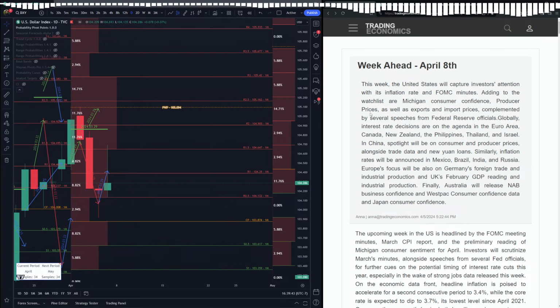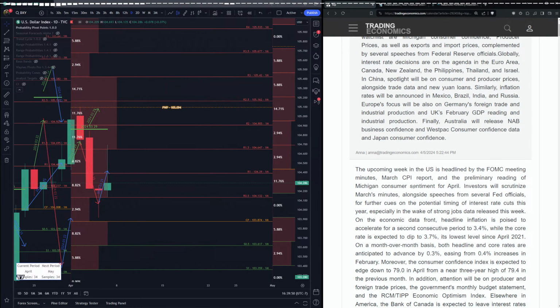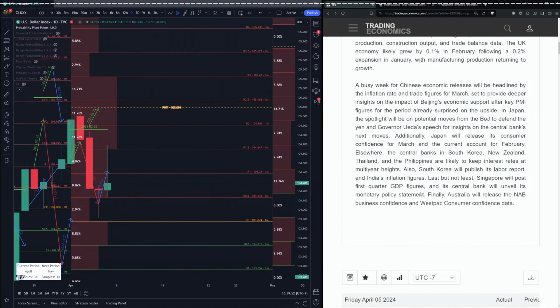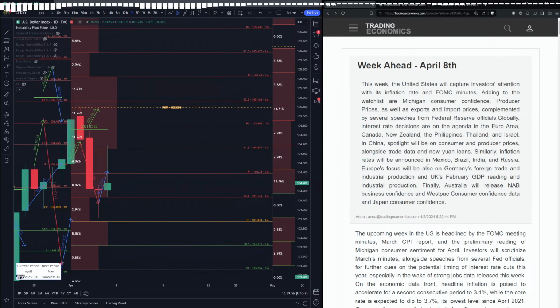And as I was browsing Trading Economics, I found out that they have a whole week ahead section. I've seen this before, but man, is this detailed or what? And it's also quite brief. It's 3 paragraphs compared to sometimes the pages and pages of stuff I get sent through institutional outlooks.